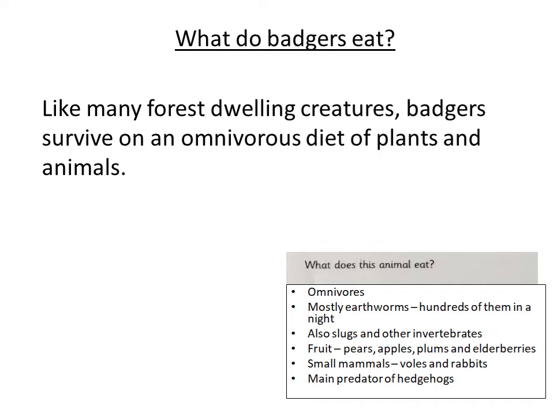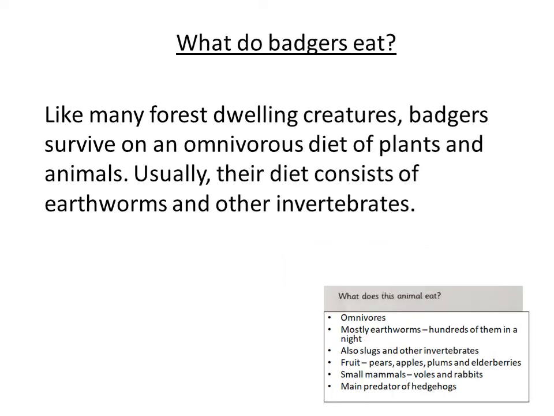Let's have a look at my next sentence then. Usually, their diet consists of earthworms and other invertebrates. So I have taken this from my practice sentences yesterday. I've got my sentence starter usually with the comma. Their, make sure it's the right type of their, diet consists of earthworms and other invertebrates, okay? Let's have a look at my next section. I would be ticking this off my plan as well to make sure you've covered everything on there, okay, as well.